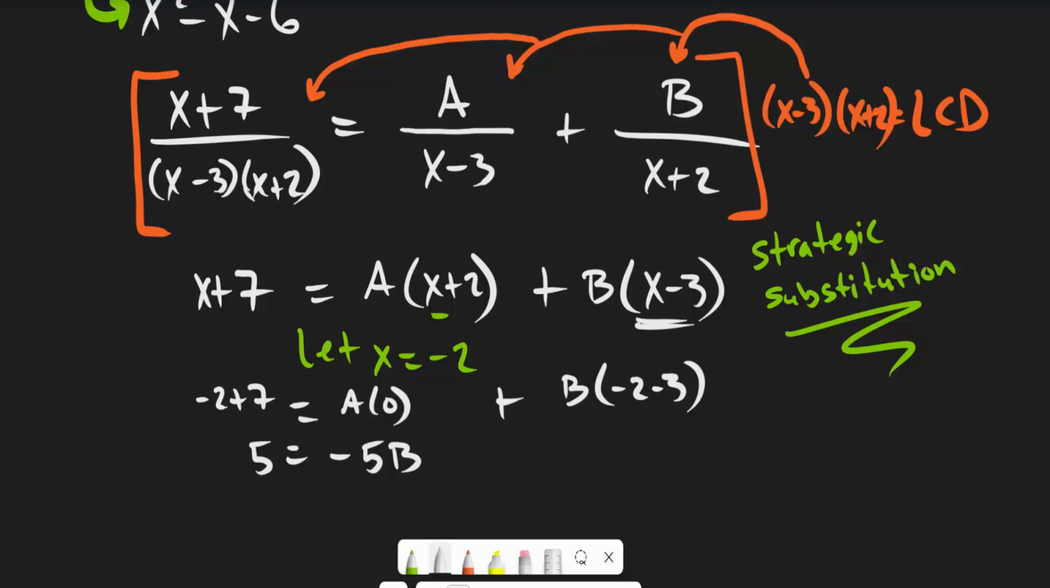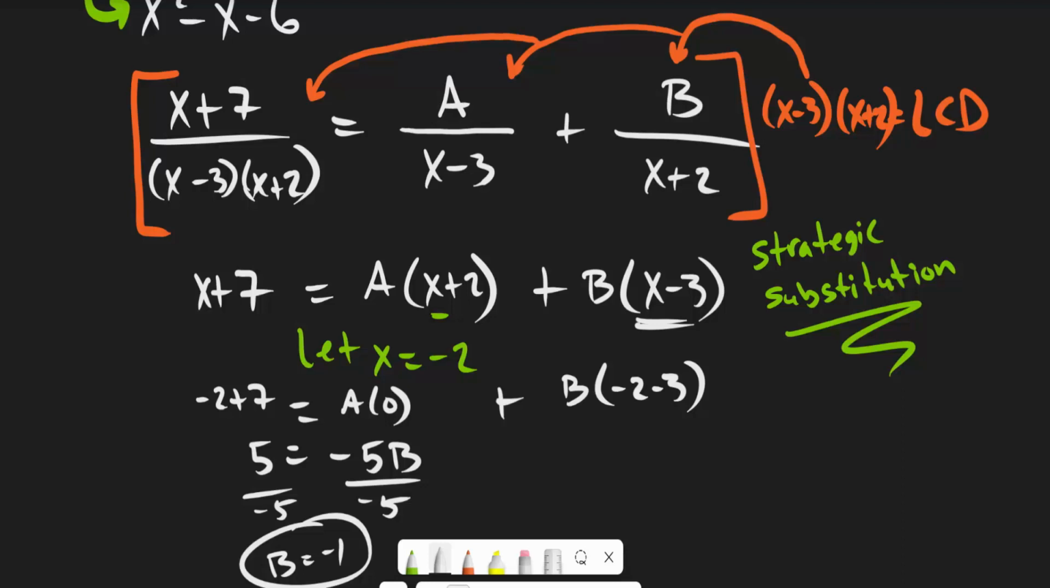So see, this strategic substitution is going to allow us to solve for b very easily. So simply we divide both sides by negative 5. So b is equal to negative 1. Okay, bingo, we've got one of our terms now.